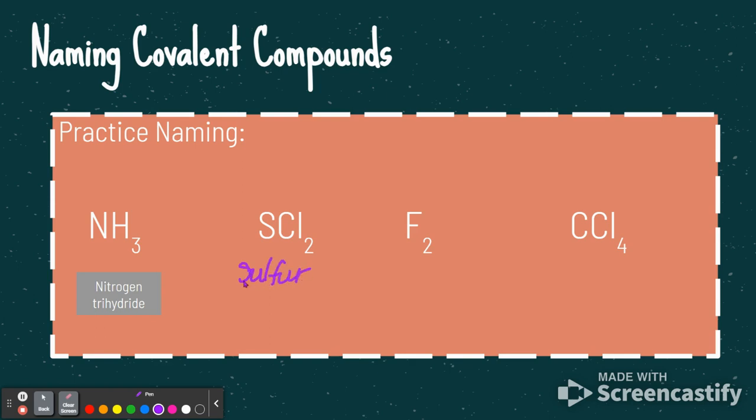And I'm sorry, my handwriting's pretty rough, but it's not easy to write on these electric pads, so sorry. Our second element is chlorine. We're going to turn that into chloride.